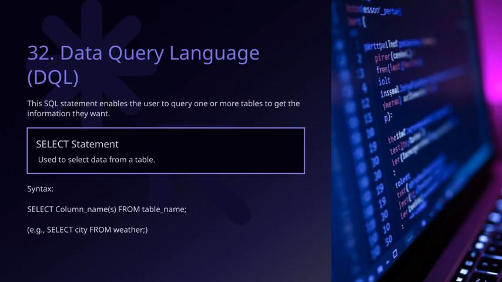Now let's take a closer look at the select statement. This is the core command used to retrieve data from a database table. The basic syntax is straightforward. Select, followed by the column names you want to see, then from, and finally the name of the table. Think of it as asking the database, hey, give me this information from that table. This simple yet powerful command allows users to query one or multiple tables to get exactly the data they need, making it a fundamental part of data retrieval in SQL. Remember, understanding how to craft effective select statements is key to efficiently working with databases.